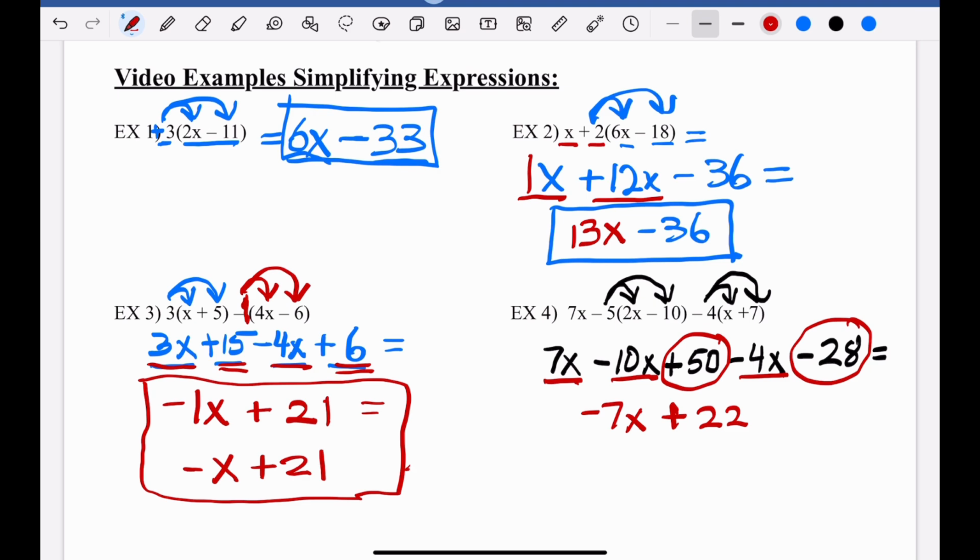Now we've got 2 terms, a variable term and a constant term. That's as simple as we can get it. That is our answer.